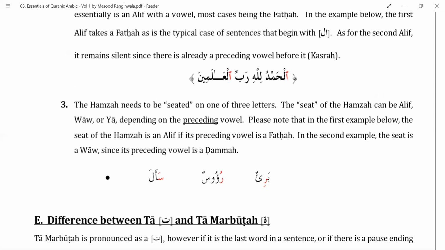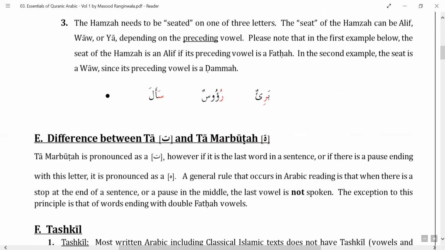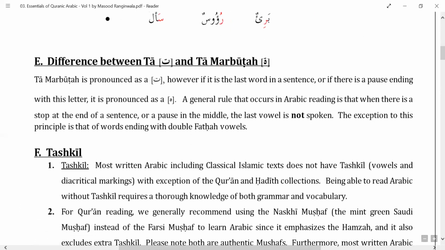It's not a wow. This first wow is not a wow, it's a Hamza, because it has Hamza on top of it. So that is just the seat or the chair. So bari'un, ru'usun, sa'ala. Now here again Hamza, here alif is the chair. Sa'ala. Okay.